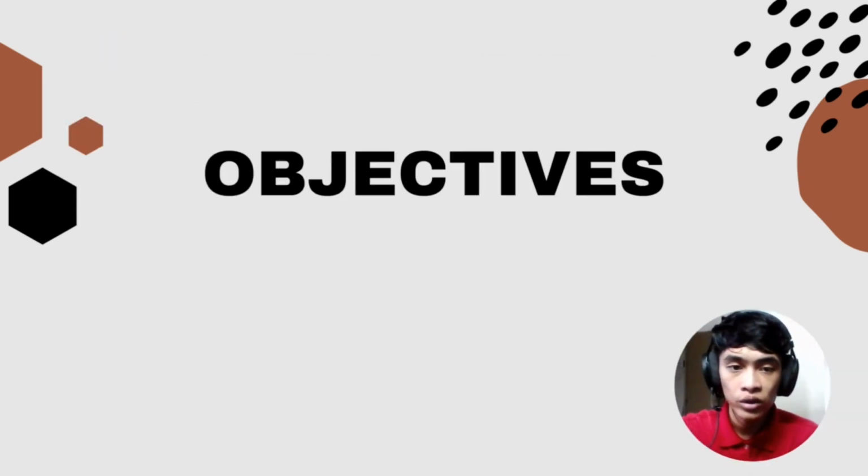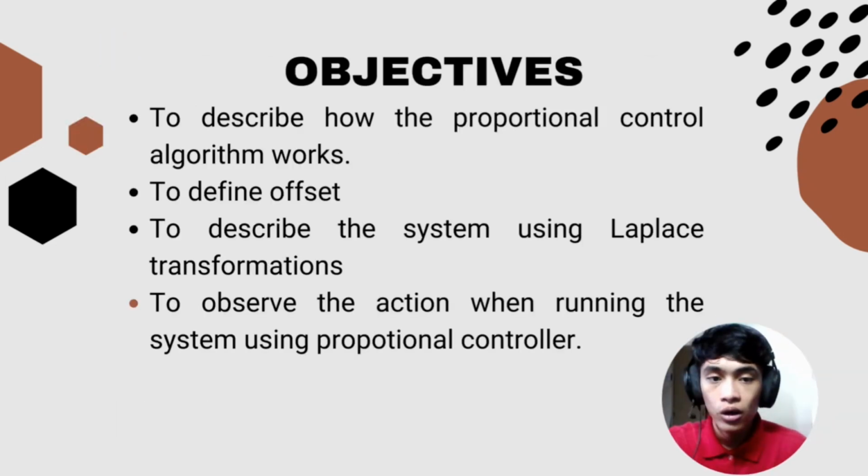Next, I will continue the presentation with the objective. The objective of this experiment is, first, to describe how the proportional control algorithm works. Second is to define offset. Third is to describe the system using Laplace transformation. And the last one is to observe the action when running the system using a proportional controller.